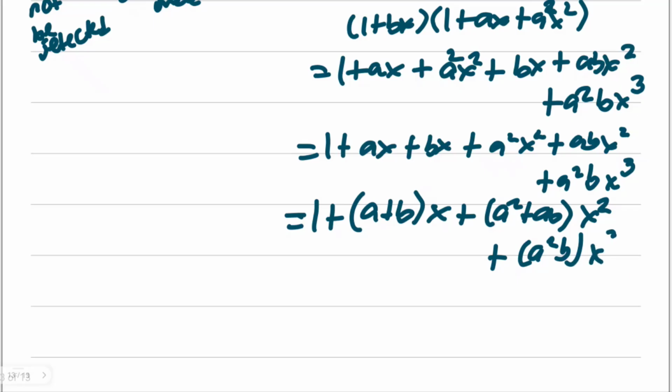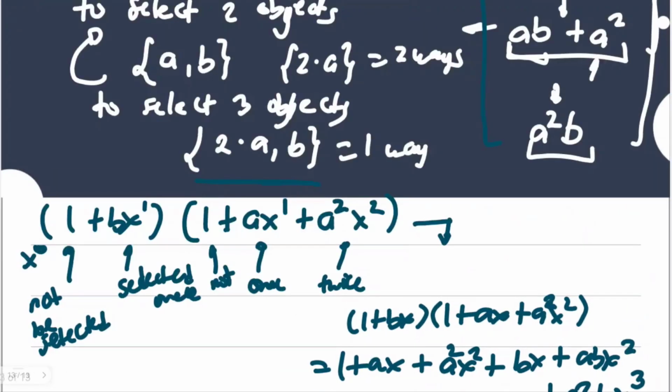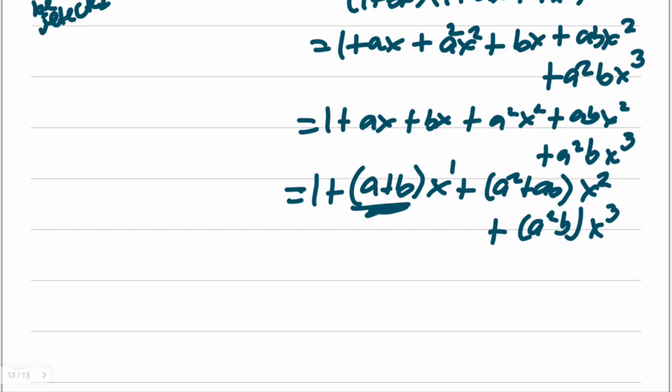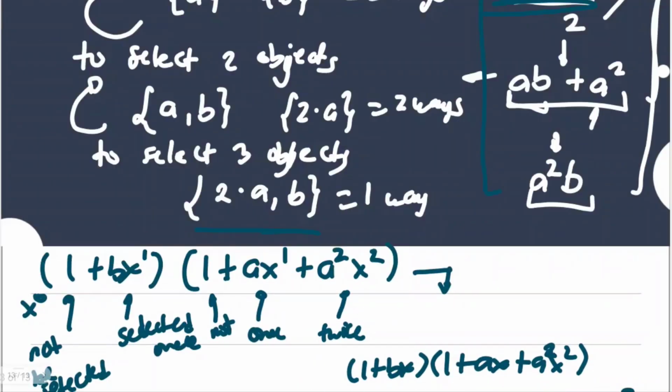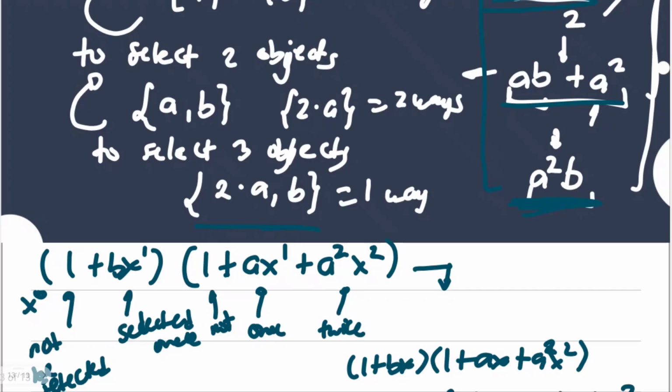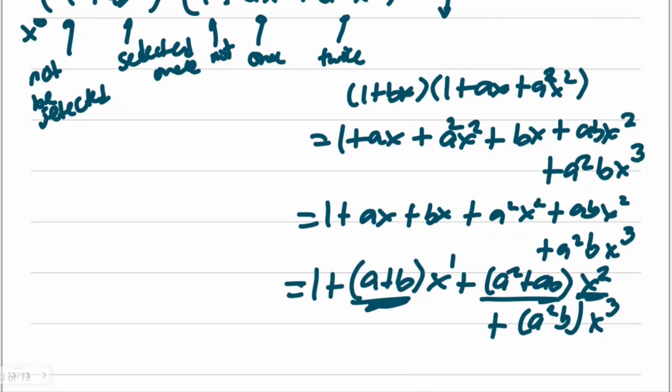According to our understanding of generating functions, this a plus b is the number of ways of selecting an object once. If we're going to return to our situation earlier, yes, that was a plus b. So it supports our claim earlier. Similarly, the number of ways of selecting 2 objects is a squared plus ab, which is again represented by these 2 ways as well. And of course, the number of ways of selecting 3 objects is a squared b. We only have 1. That's for selecting 3 objects.